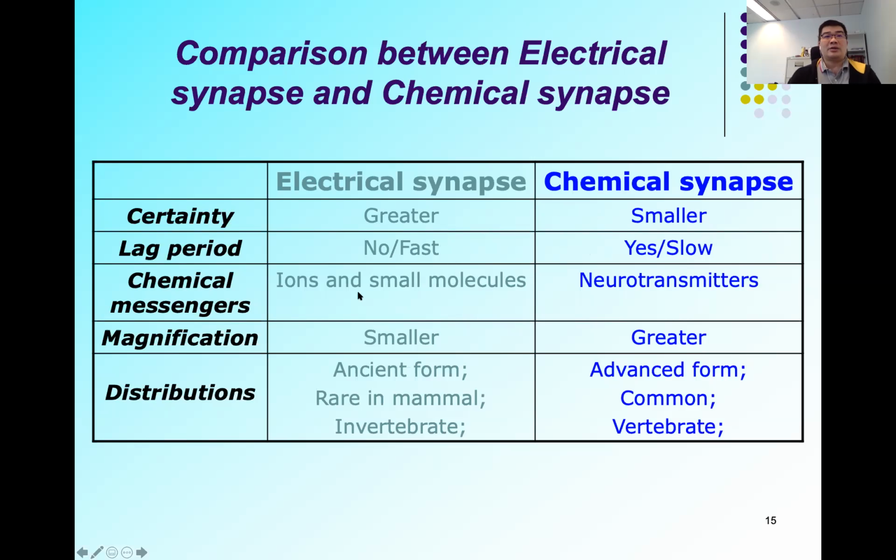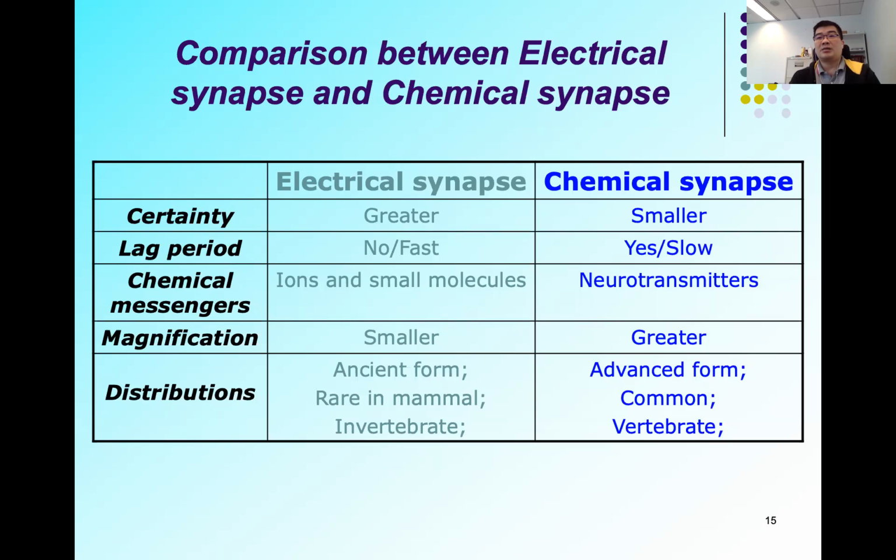Now, chemical messengers. As we mentioned, the ions and small molecules can pass through the gap junctions so that the neurons can communicate. In the chemical synapse, the most important are the neurotransmitters. Magnification is much bigger.